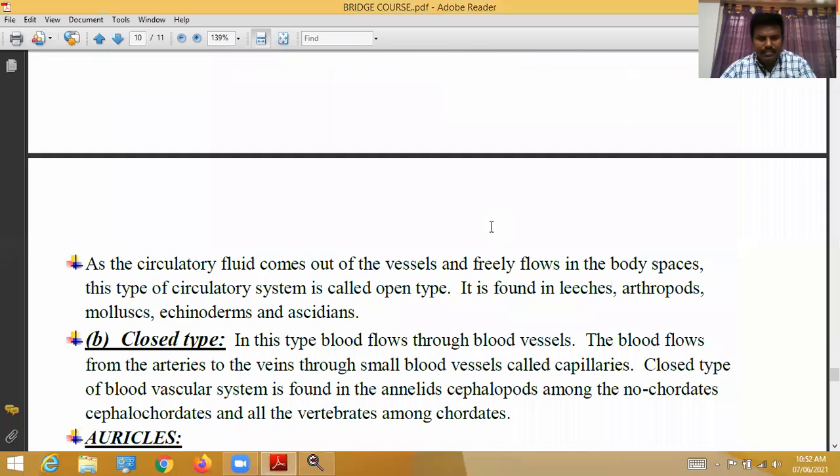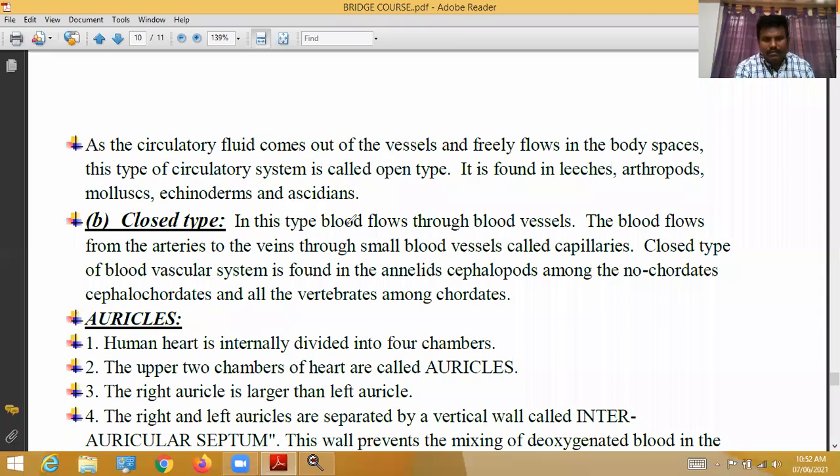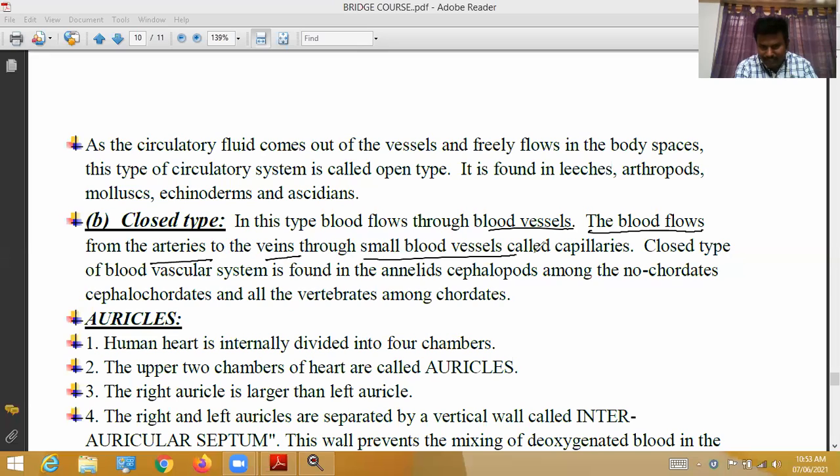Here, whatever I said, it would be there. In this type, blood flows through the blood vessels, that is the pulmonary artery, systemic aorta, etc. The blood flows from arteries to the veins through small blood vessels. Those are called capillaries. From the main artery to the veins, and from the veins to the small blood vessels. Smaller and smaller blood vessels are called capillaries.